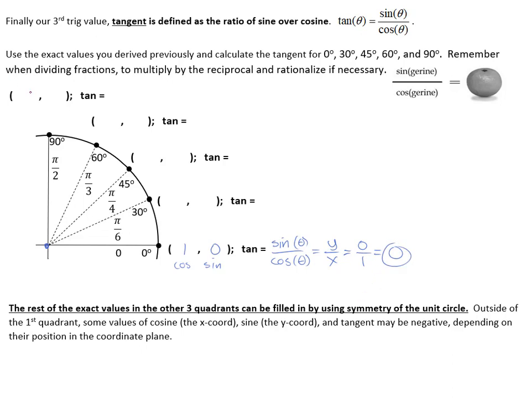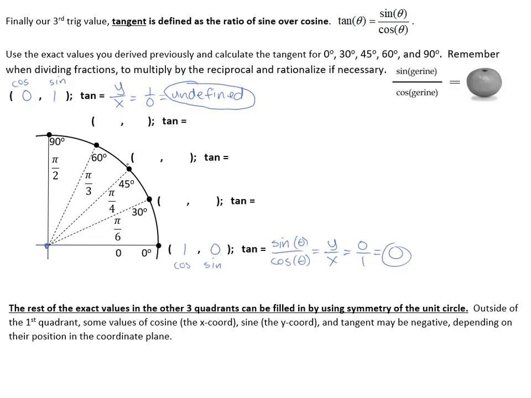Our next easiest one would be up top here, where my coordinates are 0 and 1. That's my cosine and sine value. So again, because tangent is sine over cosine, y over x, this time we get 1 over 0, which is undefined. Cannot divide by 0. 0 in the denominator, not good. But tangent of 90 degrees is undefined.